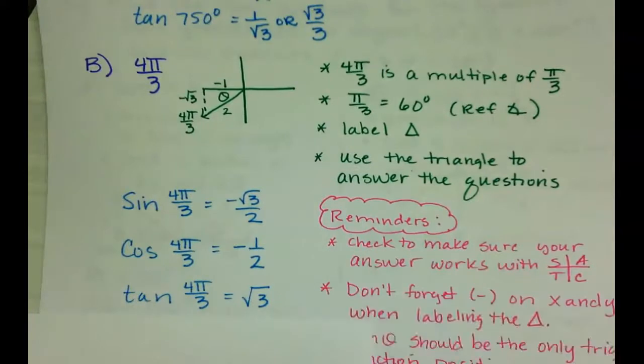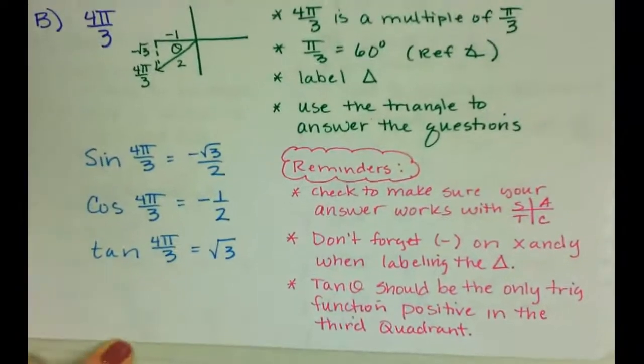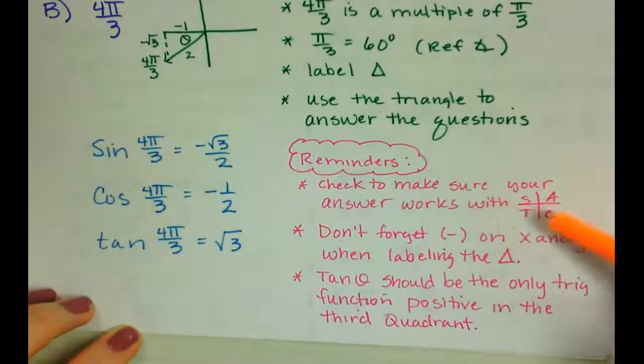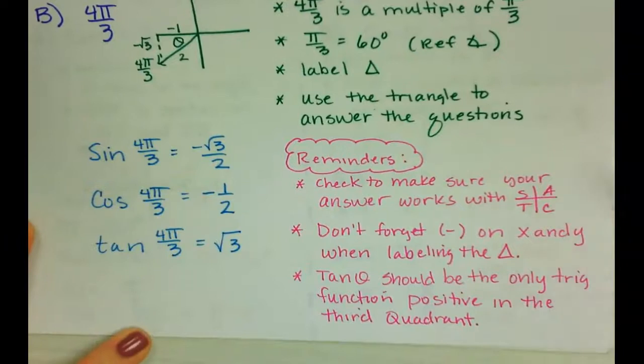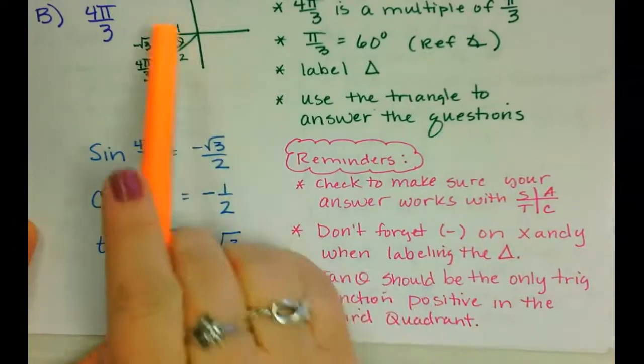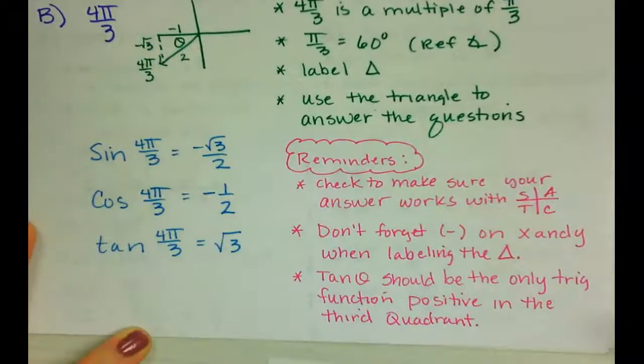So things to remember when you're doing problems like this is to make sure your answer works with all students take calculus. Think about what's positive in what quadrants. That's always super important to think about. Don't forget the negative on the x and the y when labeling the triangle. This is one of those highly missed things right here, so we just need to get in the habit of checking for that. And tangent of theta should be the only trig function positive in the third quadrant.